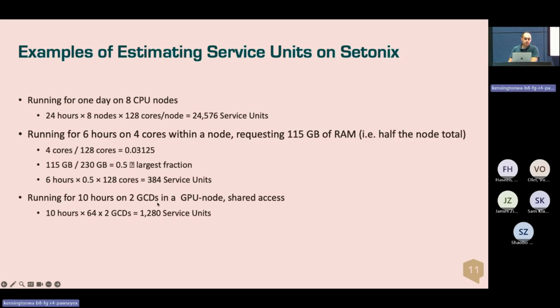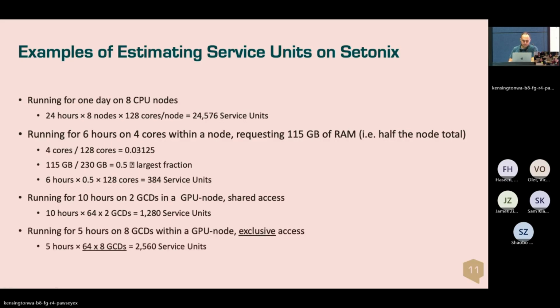Running for 10 hours on 2 GCDs, or 2 virtual GPUs, in a GPU node, then you will be charged 10 hours multiplied by 64 by 2. So this is 1,280 service units. And so on.